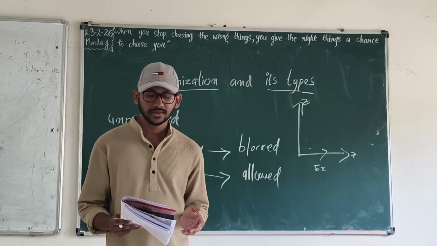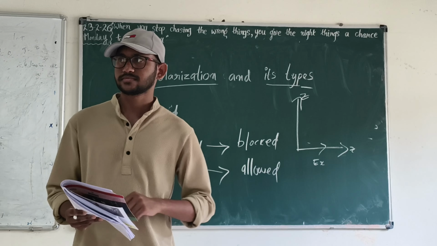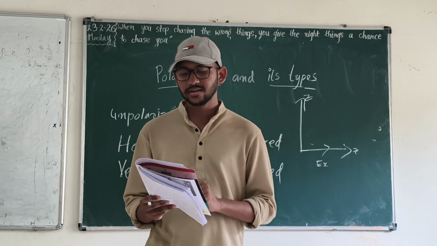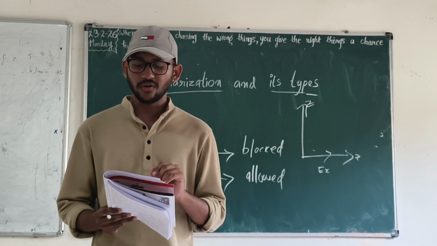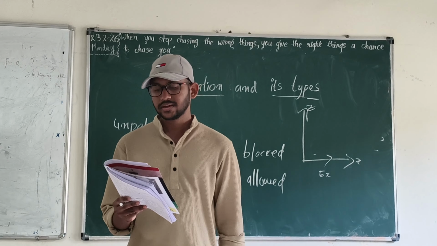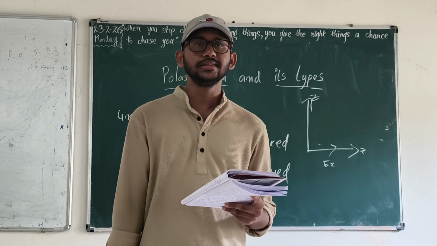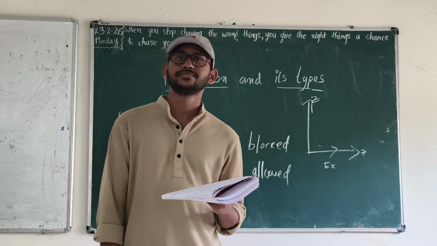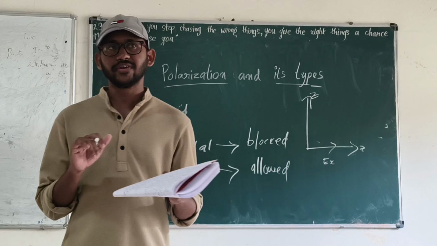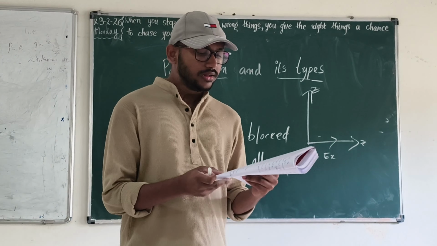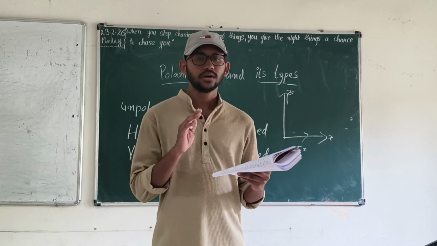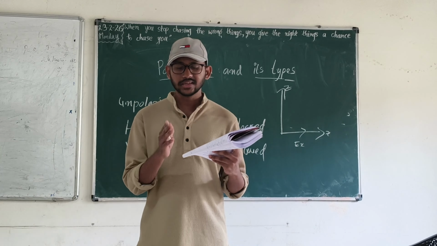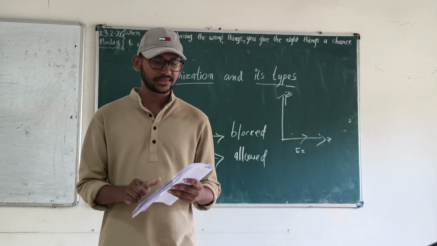Now let's talk about circular polarization. This occurs when two perpendicular electric field components of equal amplitude combine with a phase difference of 90 degrees, that is, pi by 2 radians. In this situation, the tip of the electric field vector does not move in a straight line, but traces a circle as the wave propagates.